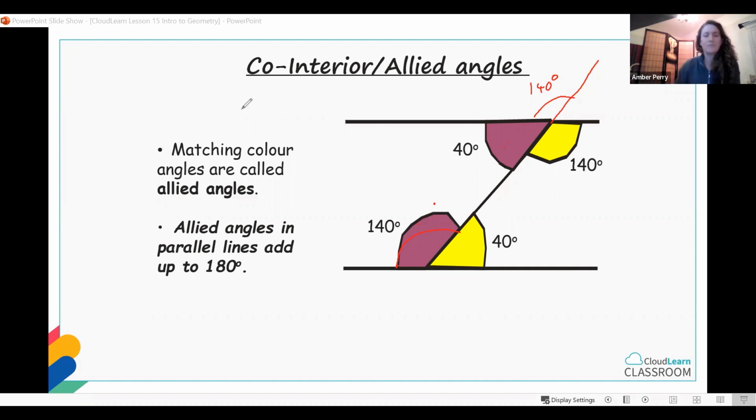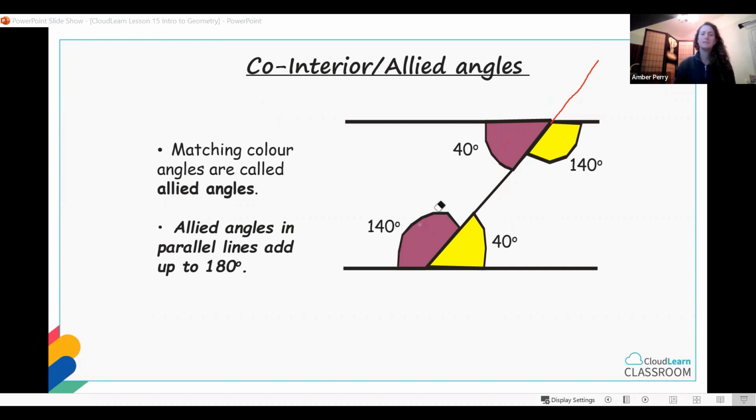Also, some people use the C angle. Once again, do not write that down, and you won't get any marks for writing that in the exam. You must actually write the word co-interior or allied. You can get marks for either of those. Okay.